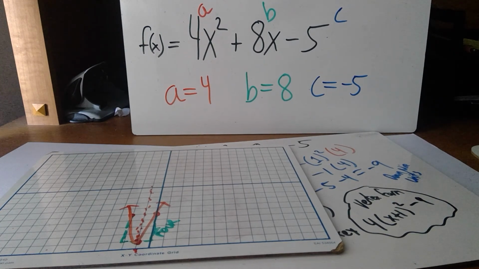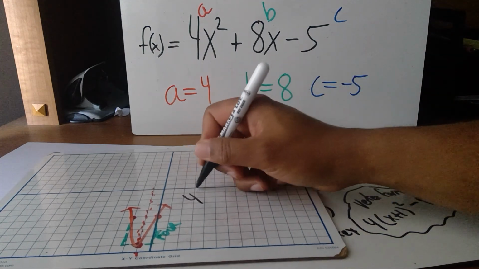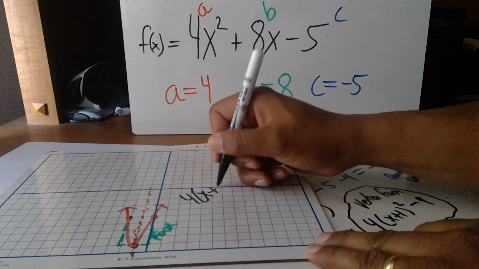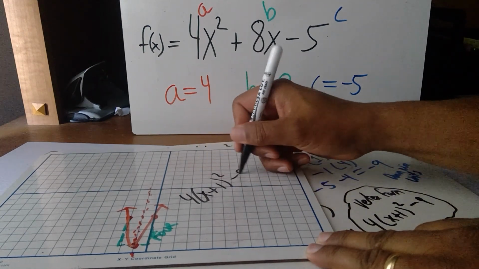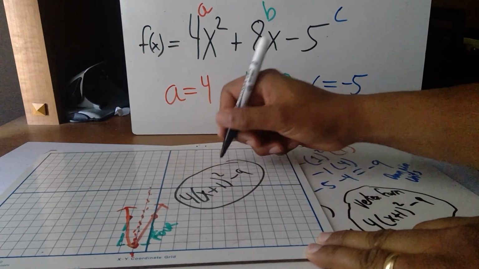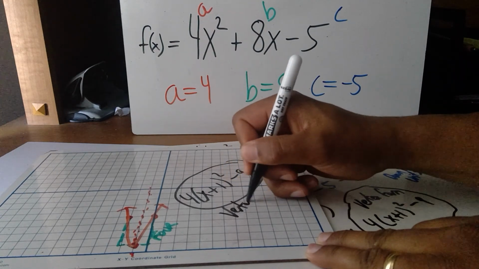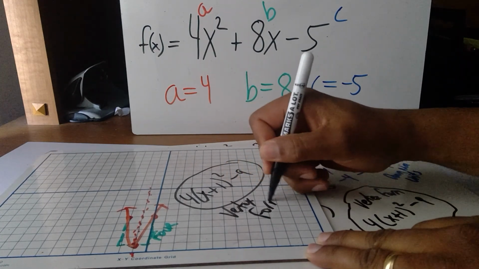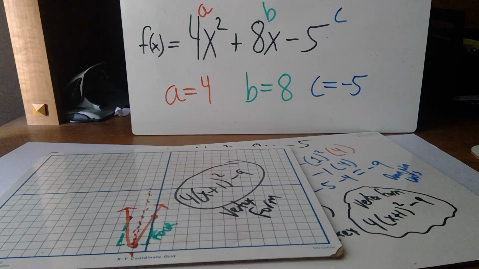That's 4x squared plus 8x minus 5, which has been converted to vertex form, which would be 4 times x plus 1 squared, minus 9. That would be vertex form right there.